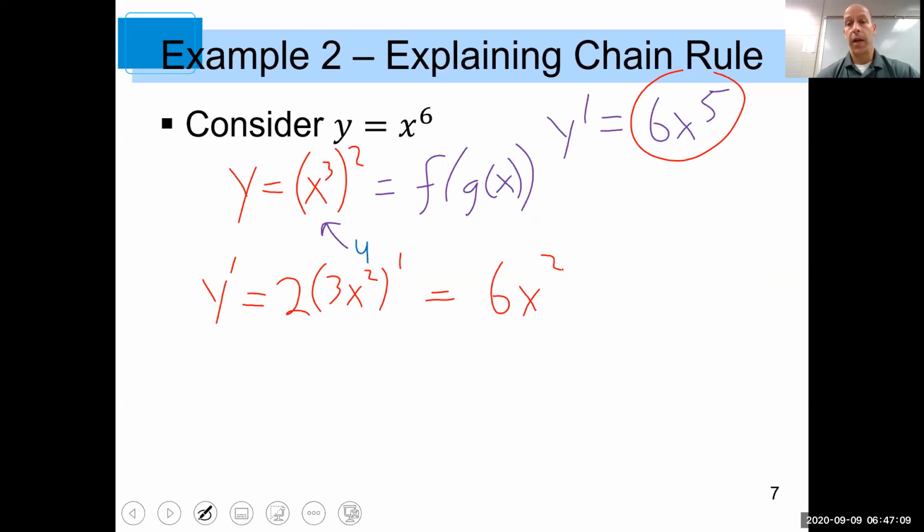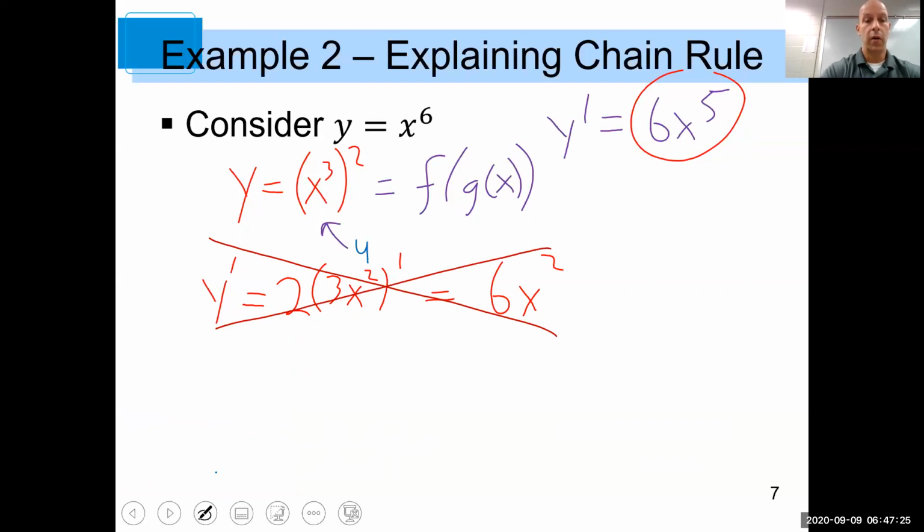Now, clearly, we can see we got the same coefficient, which is nice, but we got a different power. We got x squared. So this is incorrect. In fact, let me just go ahead and mark that out. This is incorrect thinking. This is not how this works.